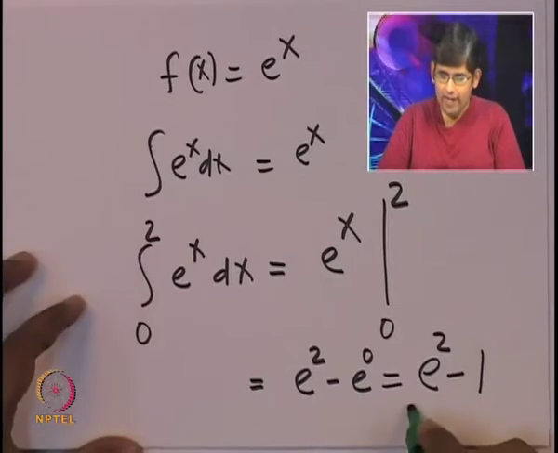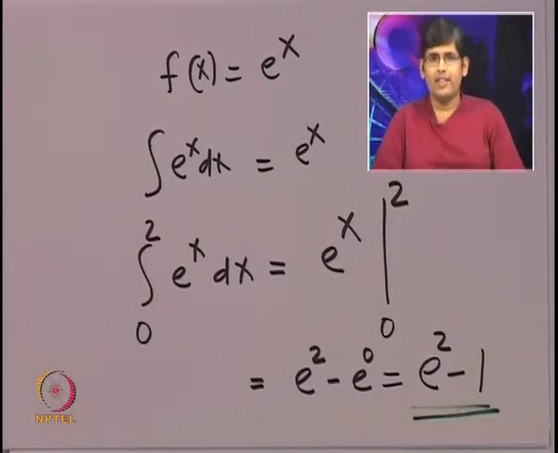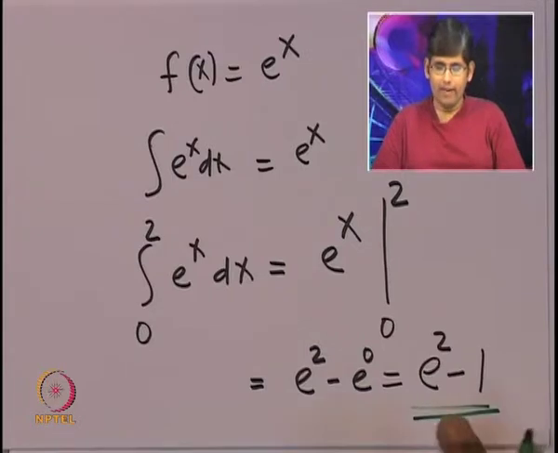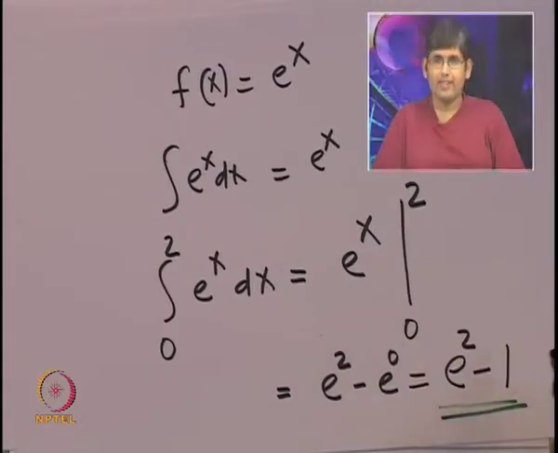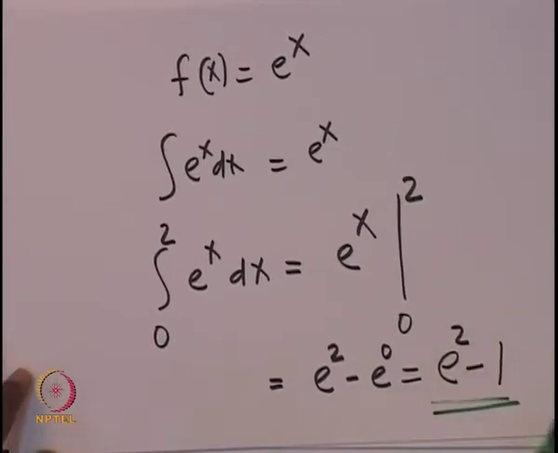Given that we know the final answer, let us see if we can think of this as dividing it into many parts. Can we divide this into many intervals, find the sum, and get the same answer? That is what we want to check. We want to check if we can divide this e power x into many parts, find the sum of this function, and get the same answer.